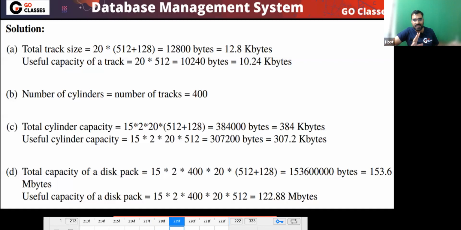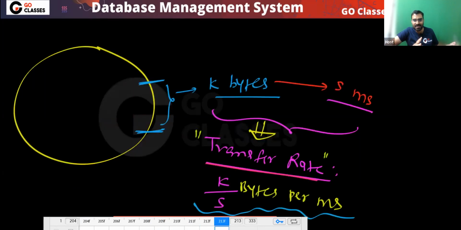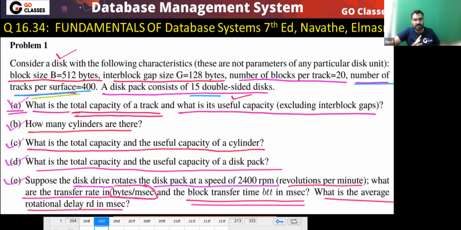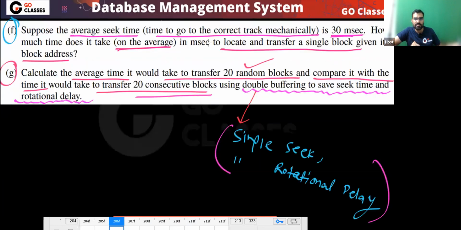Okay. So how was the practice? Tell me, are all your concepts revised or not? In this question, with all the magnetic disk concepts, I don't think anything is remaining. Okay, the last part we have done, right? The average time we have found for random blocks and with those. Nikhil, any doubt?